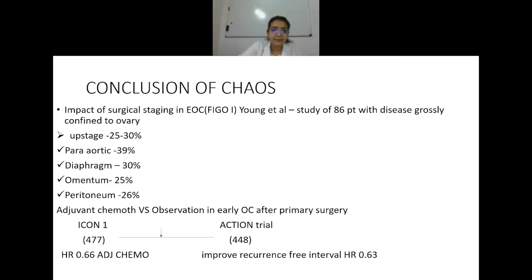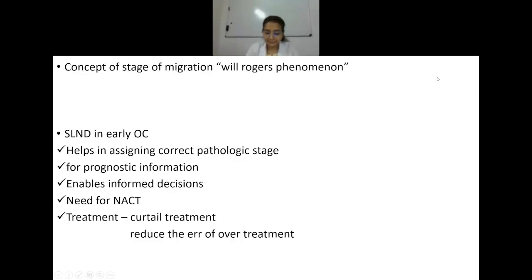Then there came the concept of stage migration, or the Will Rogers phenomenon. This states that changes in criteria for assigning patients to various stages of the disease can produce spurious improvement in stage-specific prognosis, even though the outcome of the individual patient has not changed. That means when we do systematic lymphadenectomy in early ovarian cancers, we can identify the patients that were wrongly assigned as stage 1 and upstage them to stage 3 or 4.